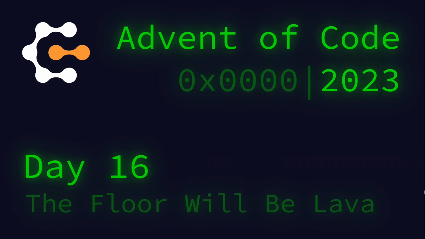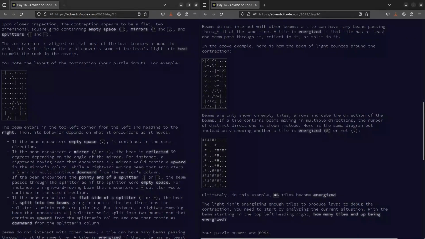I'm going to show you 90 lines of Python code which solve it in 3 seconds using a pruning technique. Let's dive in. We are given a two-dimensional square grid containing empty space (dot), mirrors (slash and backslash), and splitters (pipe and dash). The beam enters in the top left corner from the left and heads to the right.